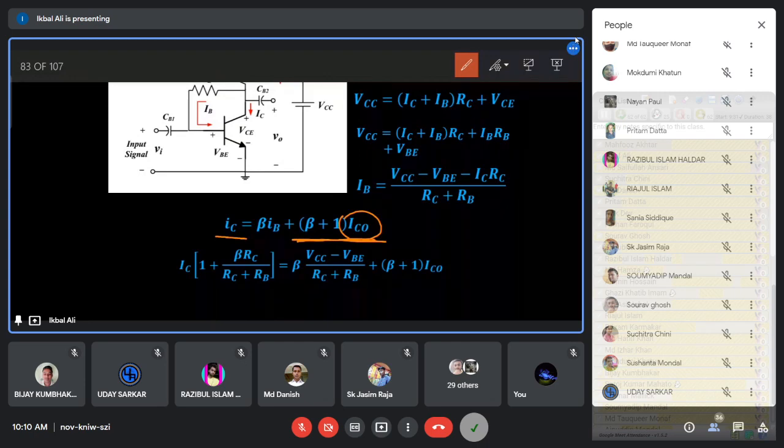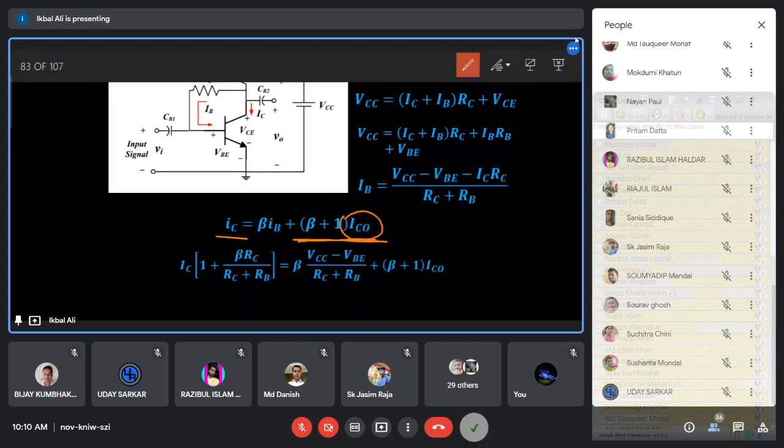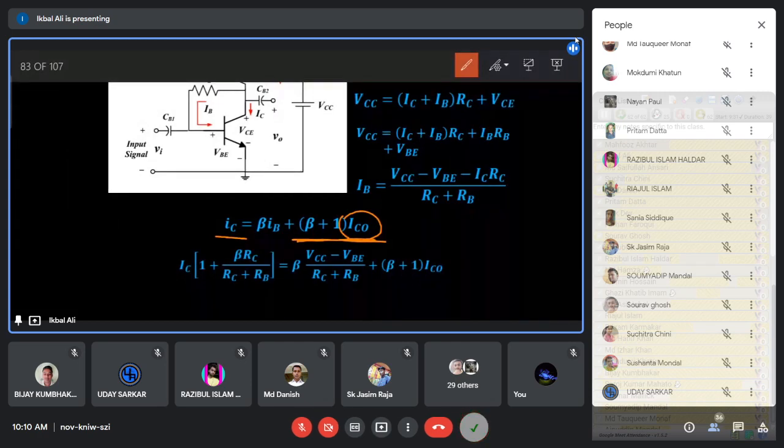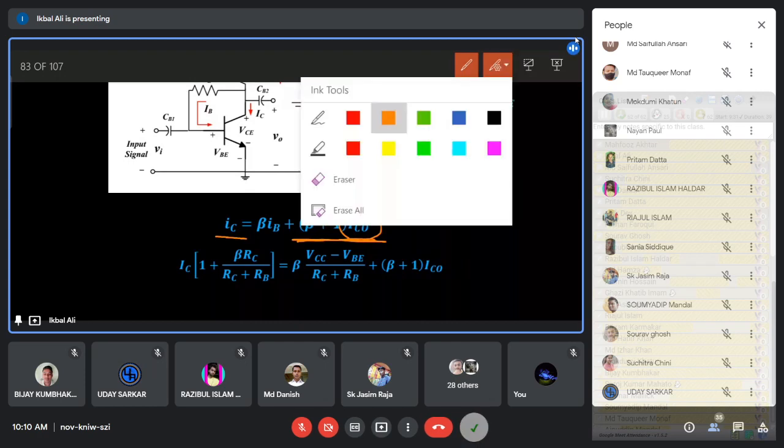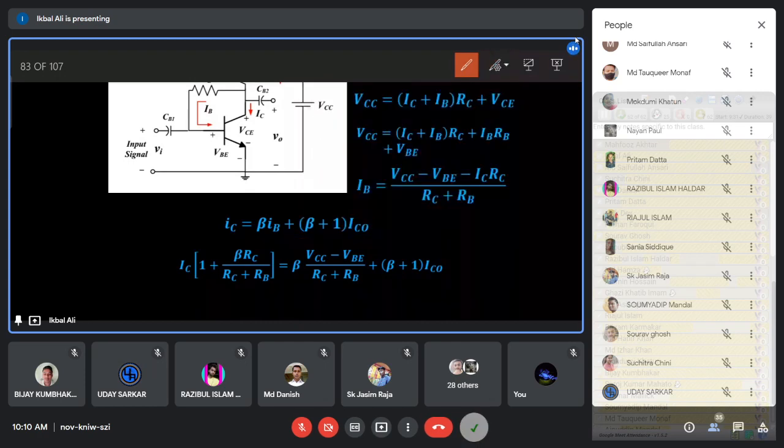But still, this ICO can affect the transistor stability. We have seen that if you don't control this ICO in the circuit, though it is small, the transistor will burn. That is why we are considering it. This is the exact expression for the collector current of a transistor: the collector current equals beta times the base current plus beta plus 1 into ICO.